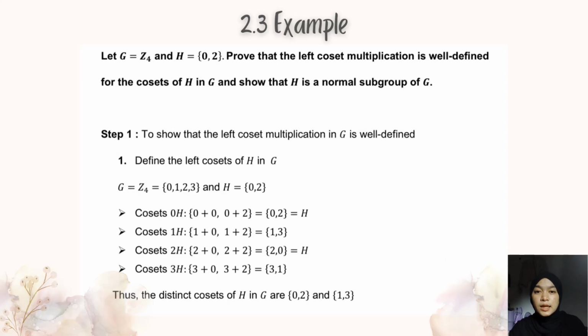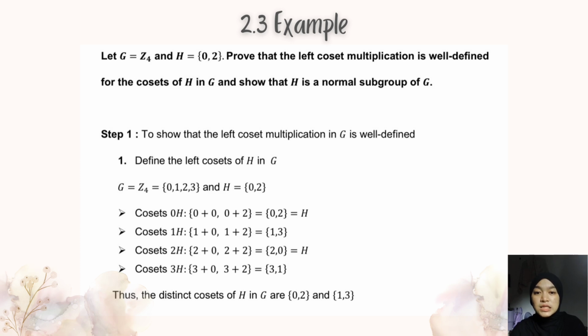The question states that let G equal to Z4 and H equal to {0, 2}. Prove that the left coset multiplication is well defined for the cosets of H in G and show that H is a normal subgroup of G. Okay, step 1 is we need to show that the left coset multiplication in G is well defined by defining the left coset of H in G. Let G equal to Z4, which is 0, 1, 2 and 3, and H equal to {0, 2}.